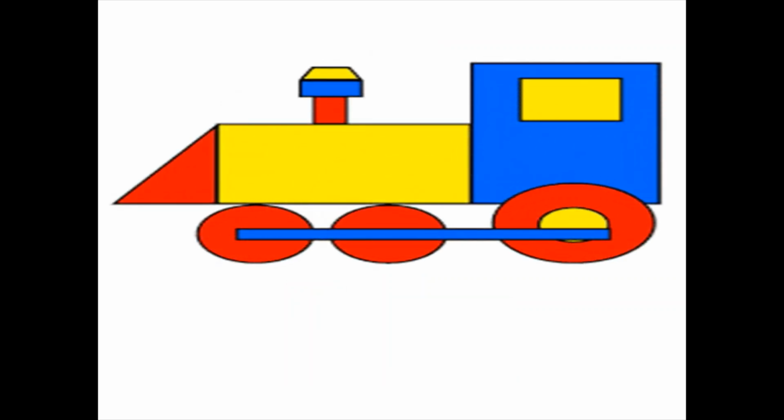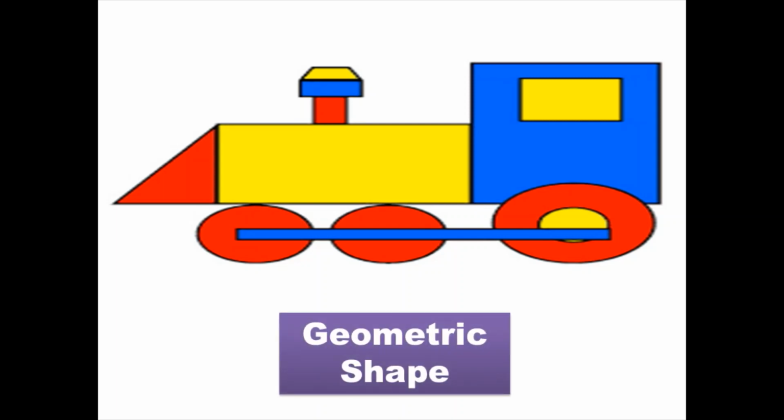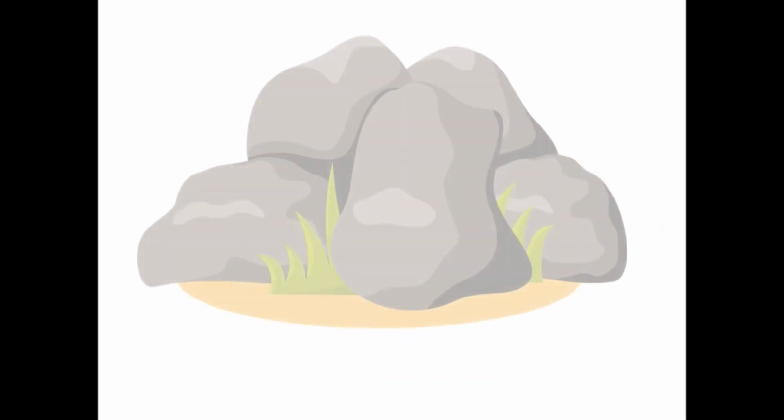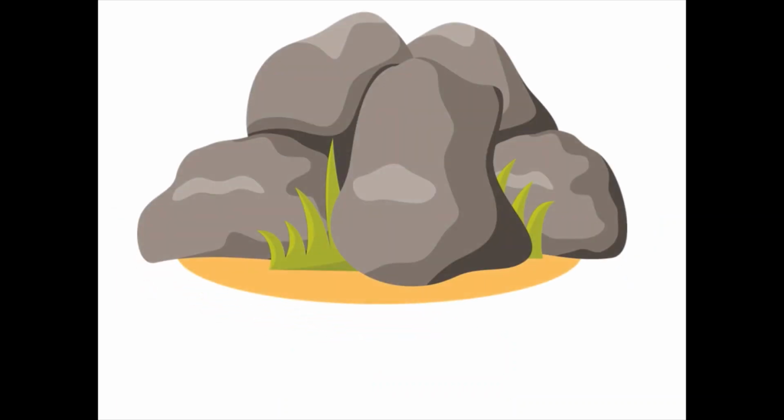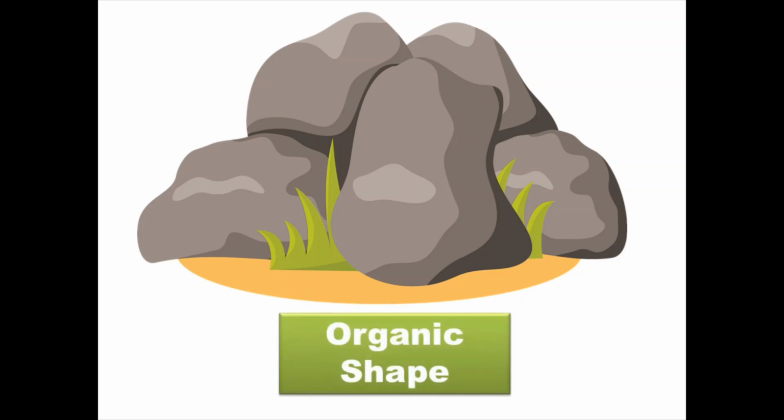How about the train? What do you think is the answer? That's right! The answer is geometric shape. And lastly, how about the rocks? Are these made of geometric or organic shapes? Good job! The rocks are made of organic shapes. Very good, children.